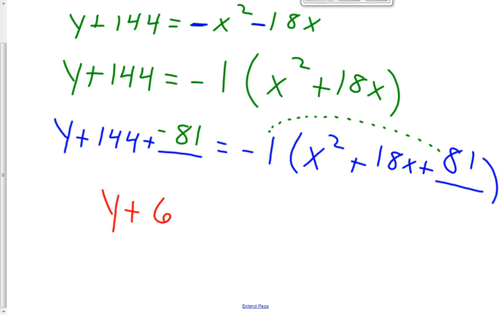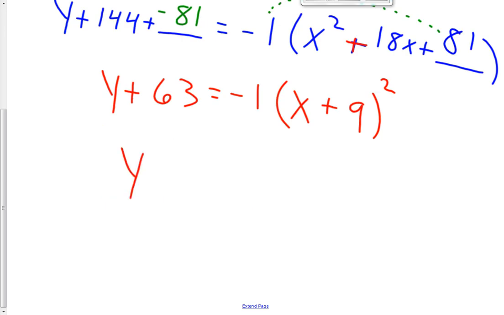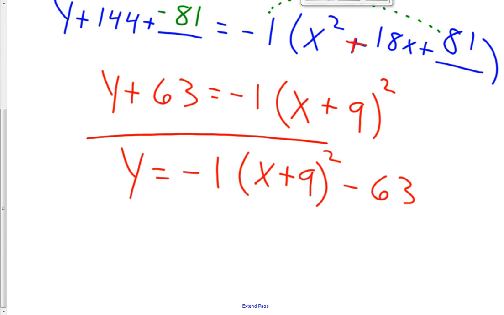Y plus 63. That equals a negative 1 multiplied by a binomial squared. That binomial squared is going to have a positive sign in it because this sign is positive. The square root of x squared is x, and the square root of 81 is 9. Finishing up, solving for y, subtract 63. Y equals a negative 1 times x plus 9 quantity squared minus 63. There's the answer for problem number 4.